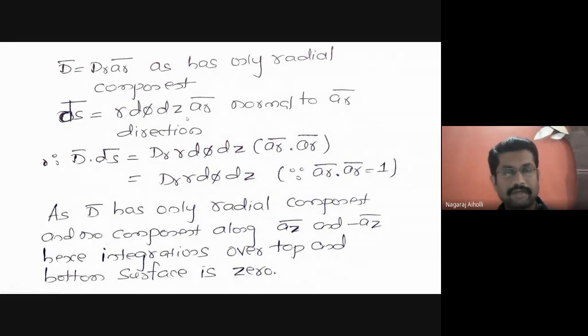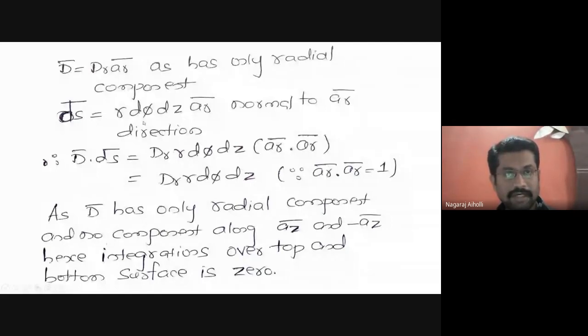This we are borrowing from the cylindrical coordinate system. When we began the classes initially, we studied the different coordinate systems, that is rectangular, cylindrical, and spherical. There we came across that the area dS, perpendicular to the surface along the a_r direction, is given by r dphi dz a_r. This is the equation that we are borrowing from the explanation of the cylindrical coordinate system. Therefore, D dot dS, where D is D_r a_r, and dS is r dphi dz a_r.